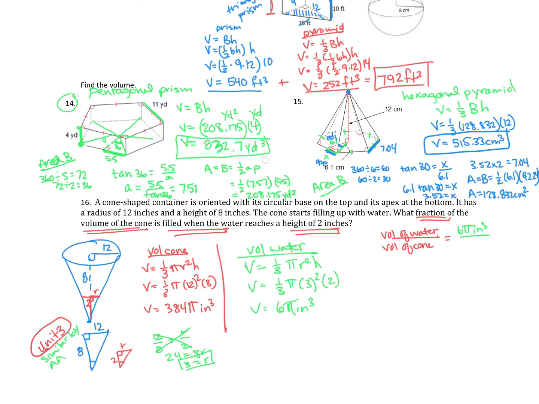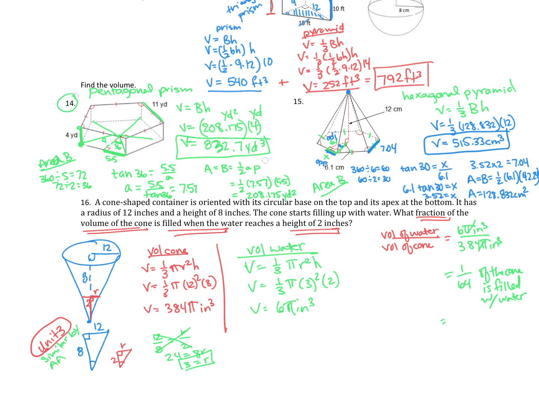The volume of the cone is 384 pi inches cubed, sorry. So it looks like my pi's are canceling, and 6 over 384 reduces to 1/64th of the cone is filled with water. Or, of course, you could use the decimal.